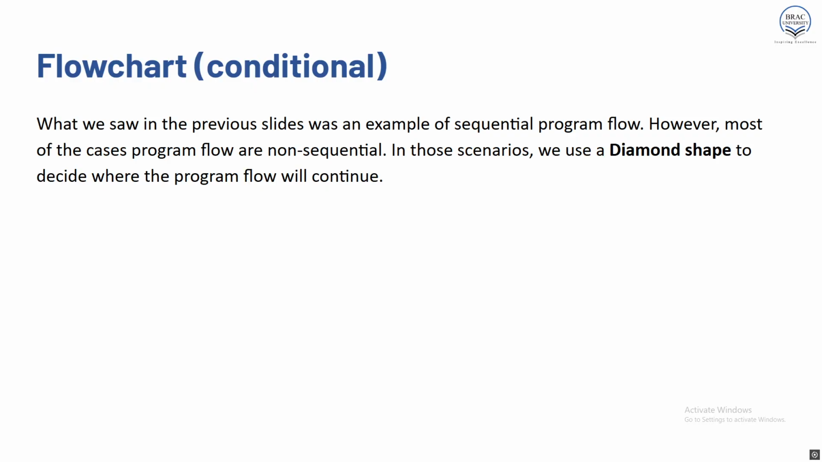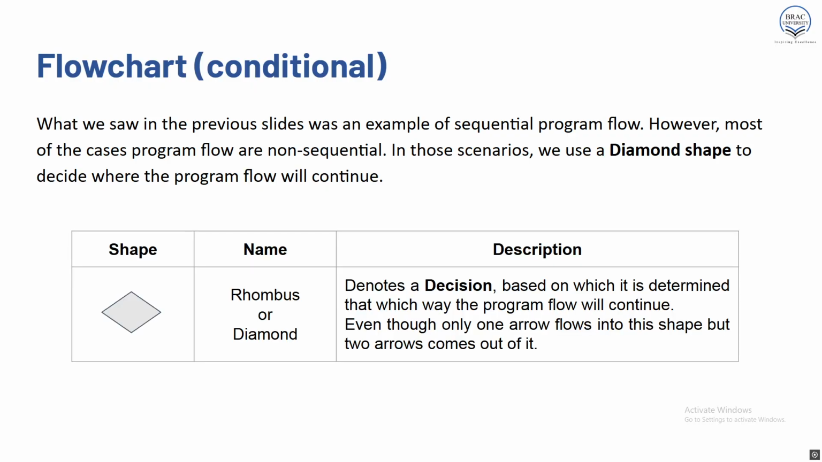In our last lecture video, we have learned about the basics of flowchart and the shapes which are needed to build a sequential flowchart. In this video, we will be learning about non-sequential flowchart, which are also known as conditions or branches. We use the diamond shape or rhombus to denote the condition or decision diagram. This decision gives the result in binary, which means either true or false, and based on the result of this decision, it is determined which way the program flow will continue.